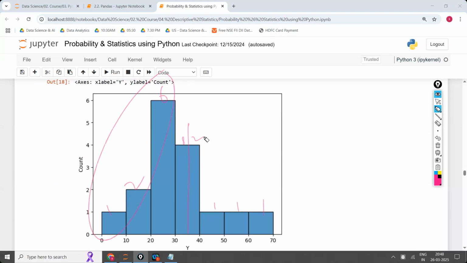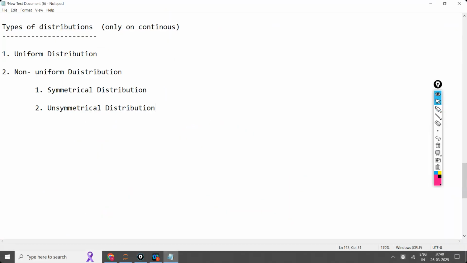Now, which side do you have fewer records? So, on the right side 5 records are there. On the left side 1 plus 2 plus 6 plus 2, a total of more records are there. So, on the right side you have fewer records. So, it is called right skewed.